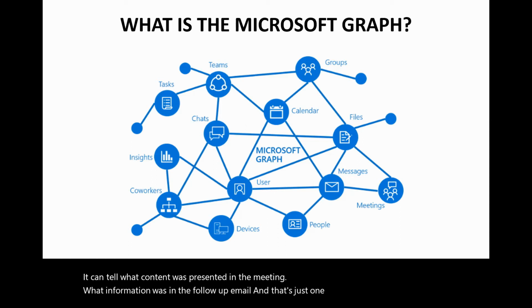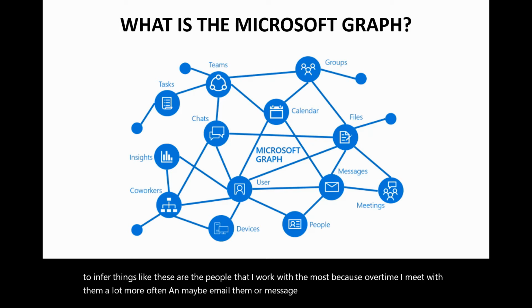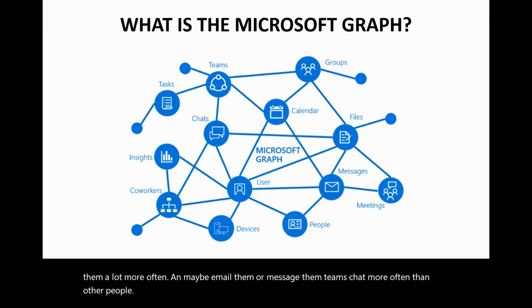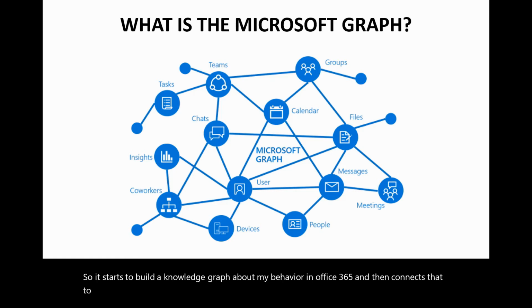From that, it can start to infer things like, these are the people that I work with the most, because over time I meet with them a lot more often and maybe email them or message them in Teams chat more often than other people. So it starts to build a knowledge graph about my behavior in Office 365, and then connects that to other individuals, teams, groups, etc.